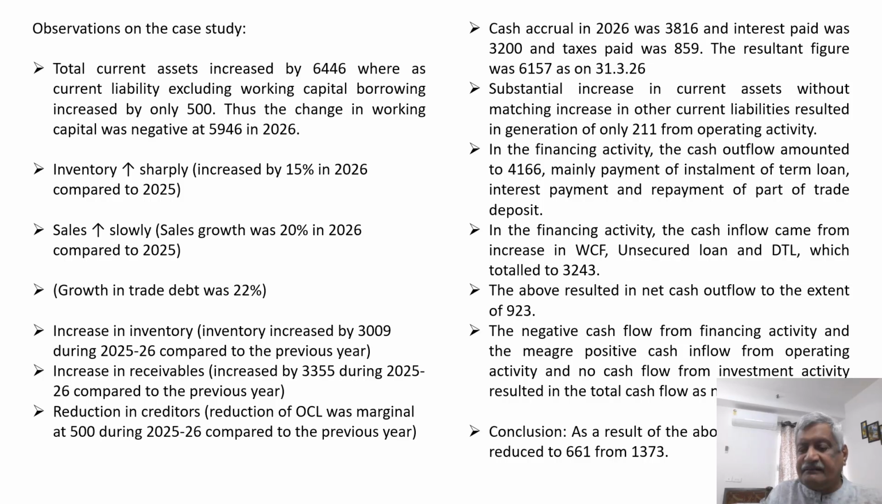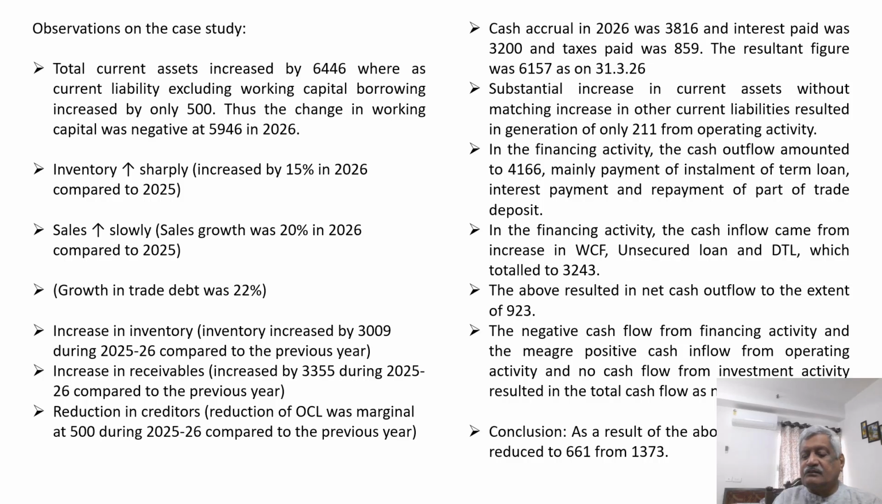Substantial increase in current assets without a matching increase in other current liabilities resulted in generation of only 211 lakhs from operating activity. In the financing activity, the cash outflow amounted to 4166, mainly payment of installment of term loan, interest payment, and repayment of part of a trade deposit. In the financing activity, the cash inflow came from increase in working capital finance, unsecured loan, and deferred tax liability, which totaled 3243 lakhs. The above resulted in a net cash outflow to the extent of 923.